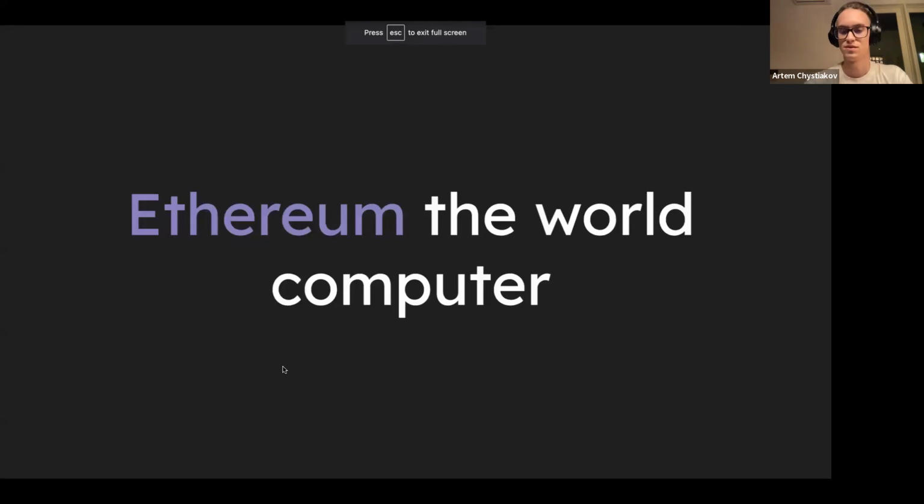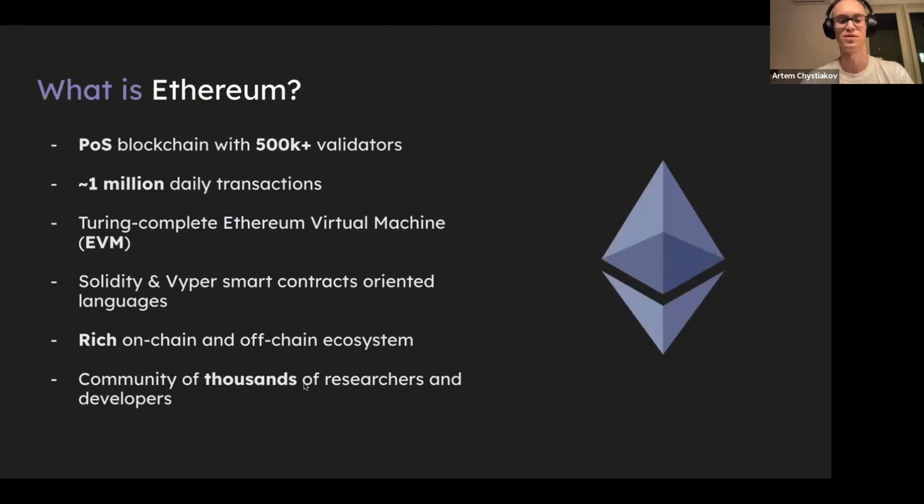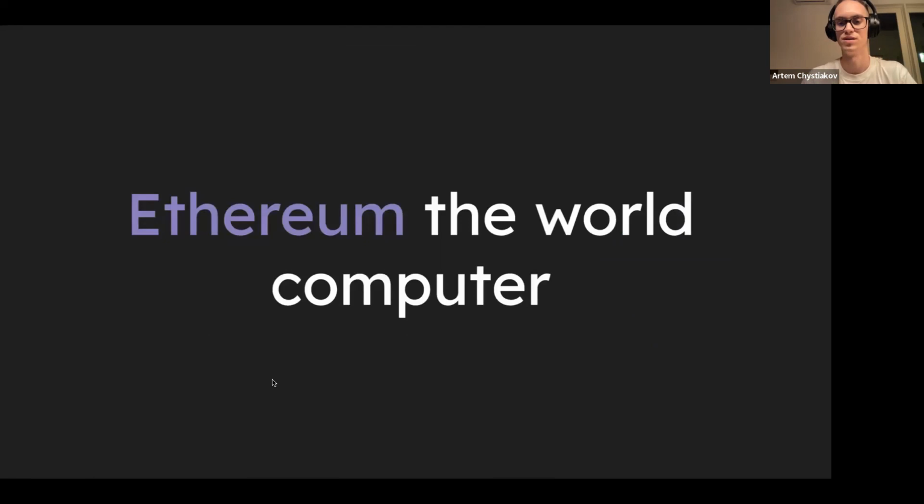Okay, so today is the first lecture of our Solidity course, and today I would like to present you Ethereum, probably one of the biggest blockchains right now. So we'll talk about what Ethereum is, some basic concepts of Ethereum, and what this blockchain is all about.